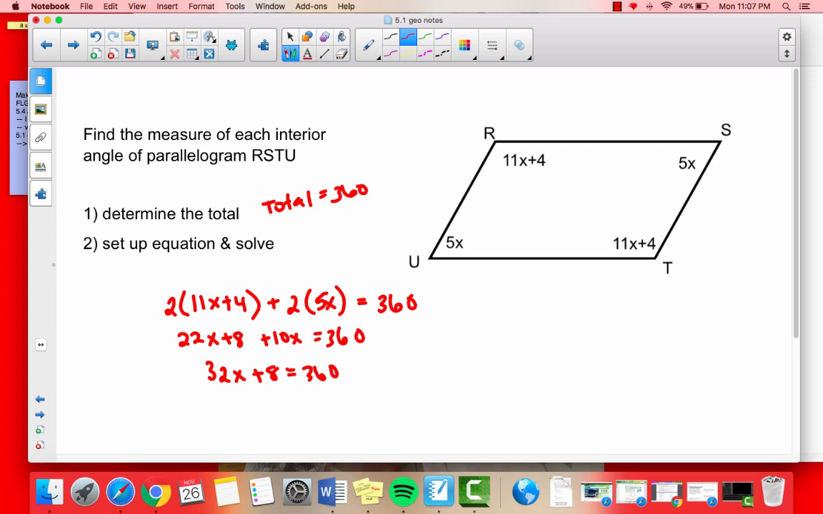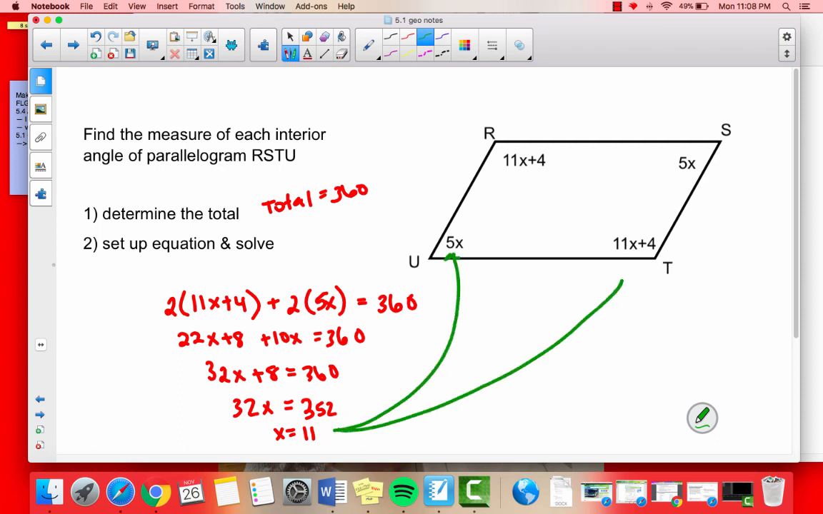And then we can go ahead and solve the rest of the way. So if I subtract 8 to the other side, I get 32x equals 352, and then finally divide by 32, and we get x is equal to 11. Now keep in mind that that was not the answer that they wanted. They wanted us to find the measure of each interior angle. So this is where you're going to have to plug in your solution.